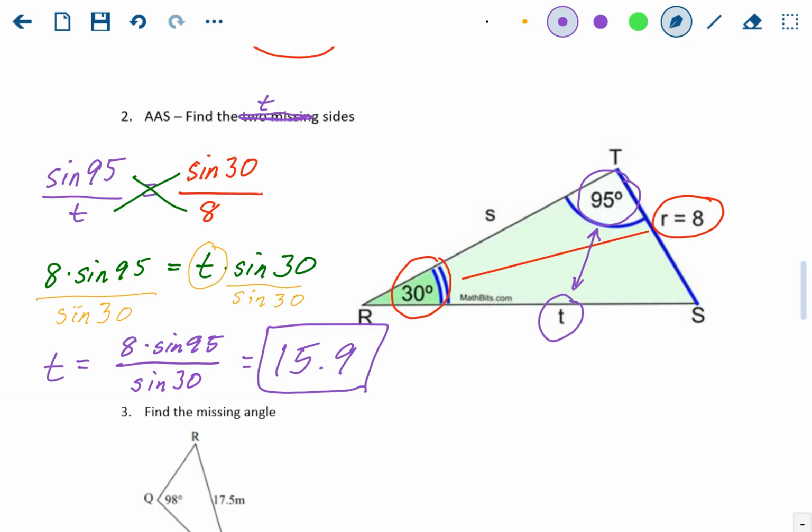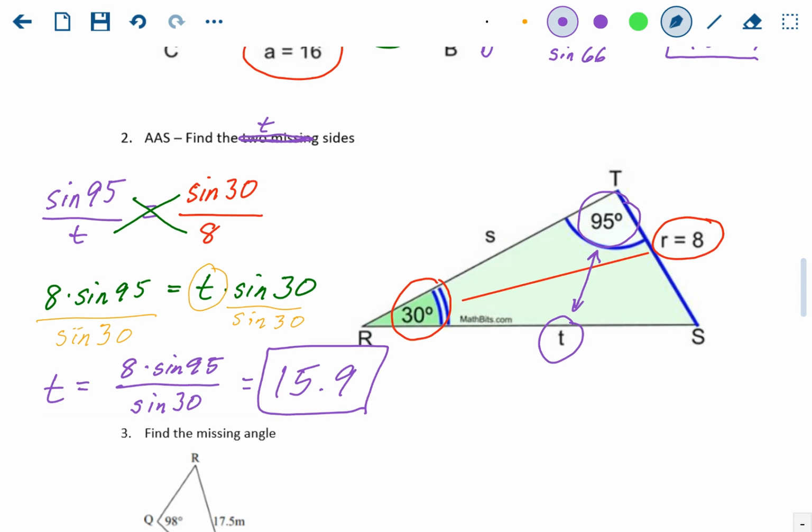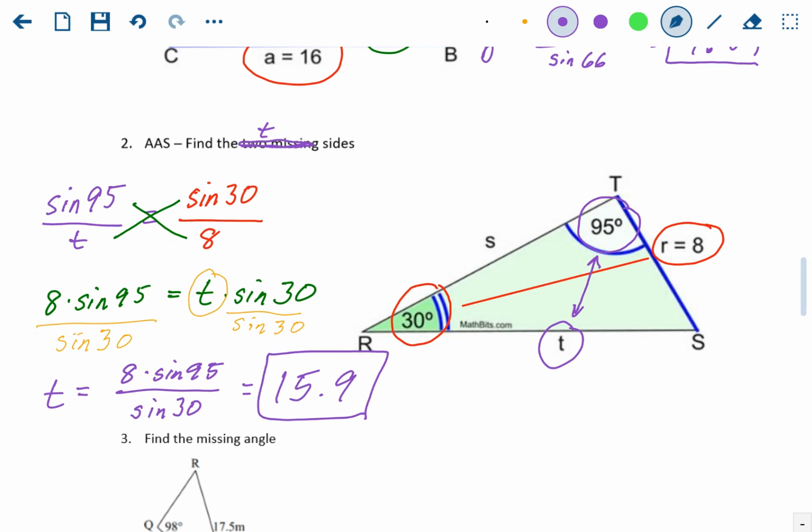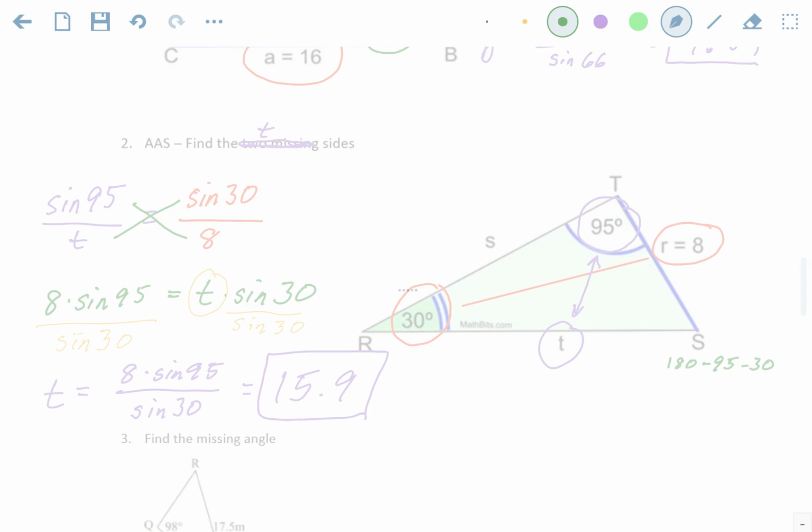Okay. Now again, if we wanted to find angle, or side S, which the original problem stated, you'd use the exact same sine of 30 over 8, but instead we'd have to figure out what angle S is. Angle S isn't known, but just like the last problem, we know all the angles have to add up to 180. So you would just subtract 30, subtract 95, and you get angle S equaling 55 degrees.